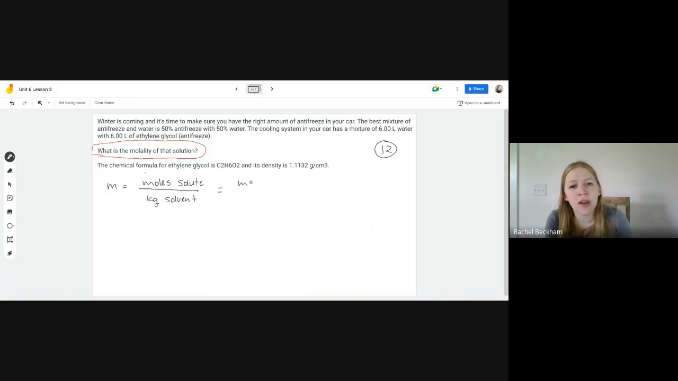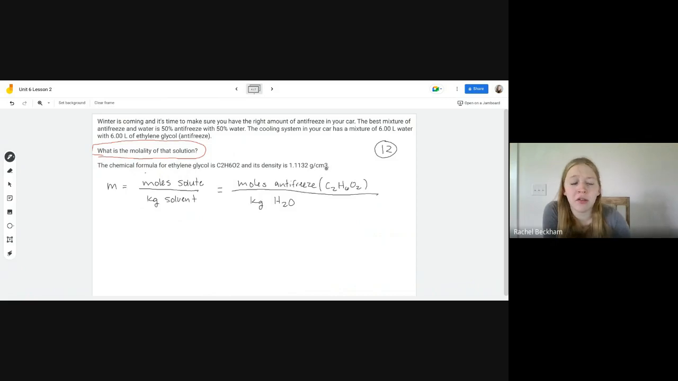And so we need moles of antifreeze on top. That's our solute, the thing that's smaller or the thing being dissolved. And antifreeze is C2H6O2, divided by kilograms of our solvent, which is H2O. So we're just transferring this to make more sense. Our solute is antifreeze, which is C2H6O2.